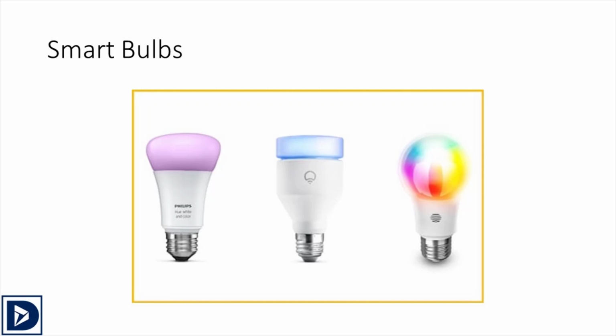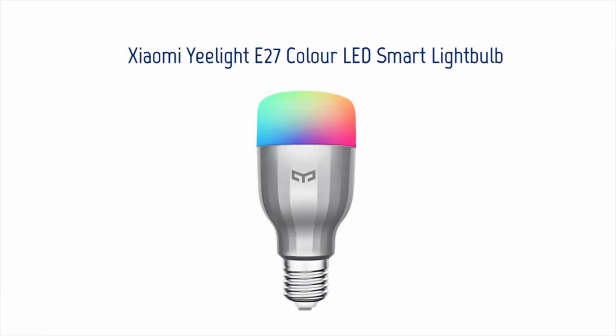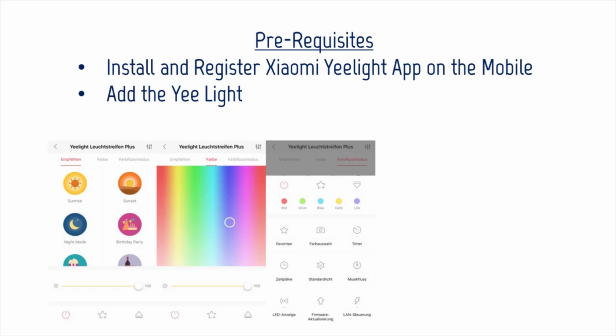But what we are going to look at today is a bulb called Yeelight by a company called Xiaomi. And this bulb is quite affordable compared to the Philips Hue series, and you can get this from sites like eBay or Amazon. So what we're going to look at today is how we can connect to the Yeelight using Power Automate. So a few of the prerequisites here.